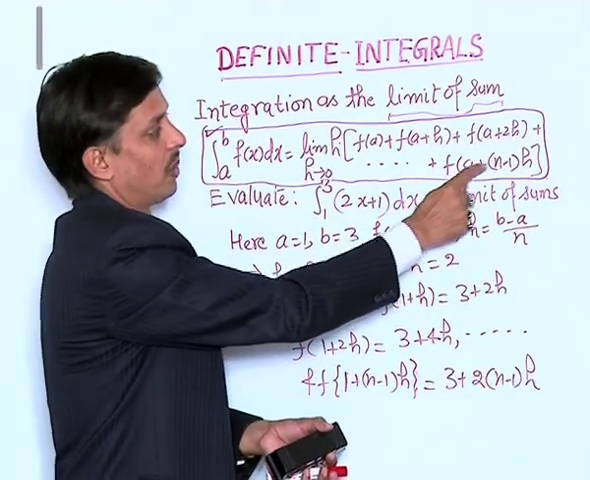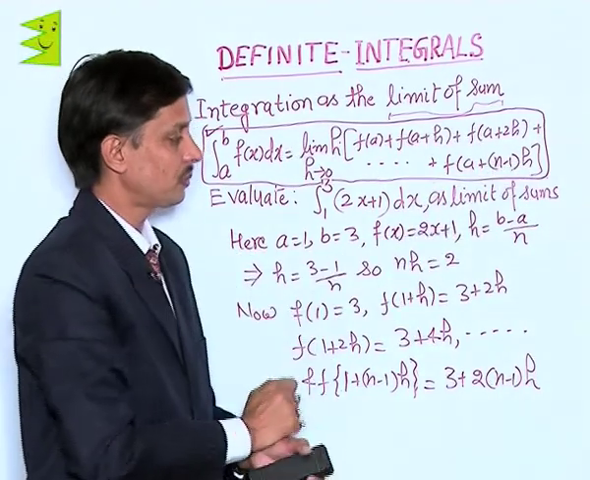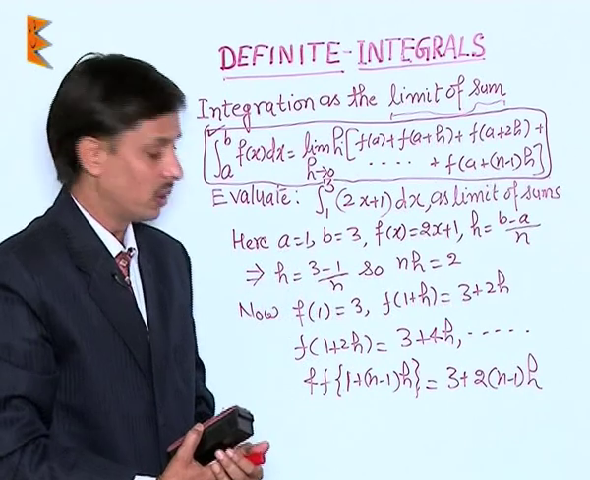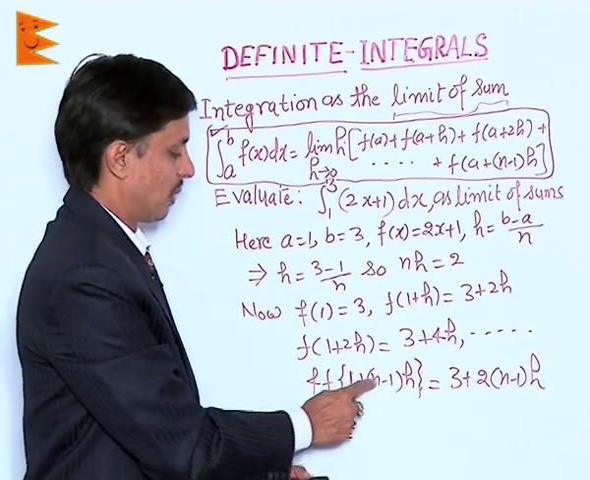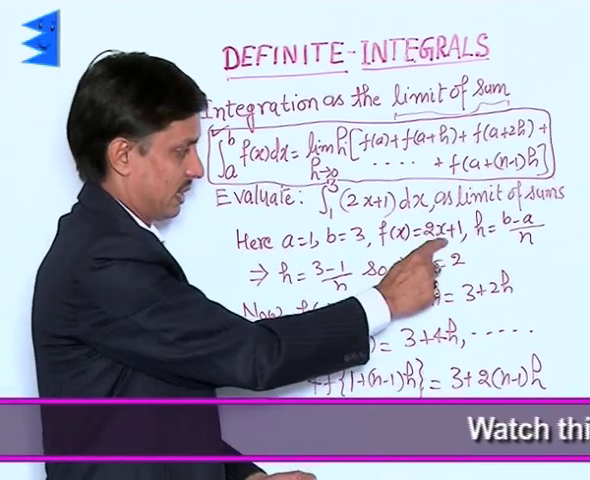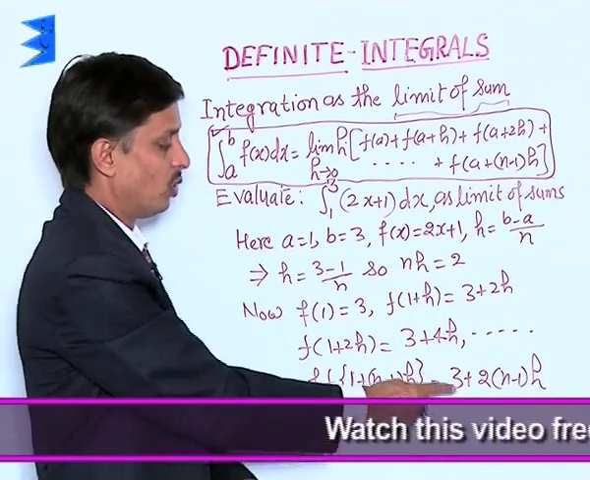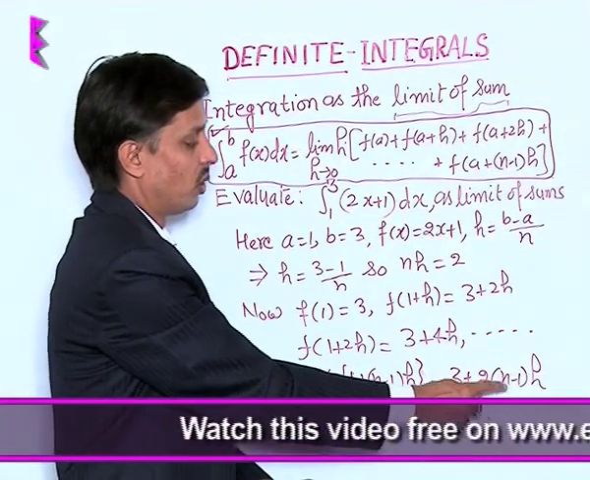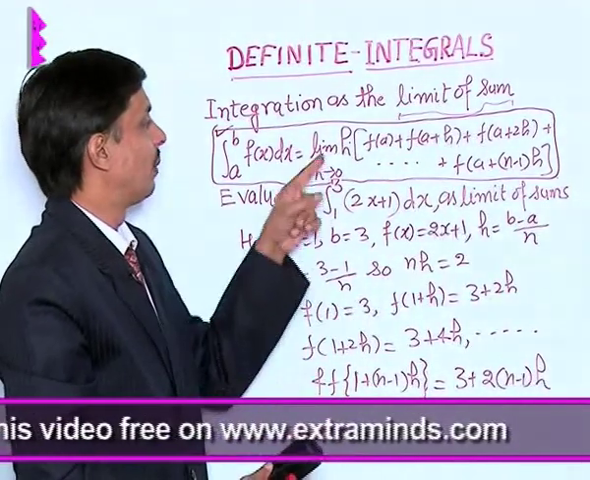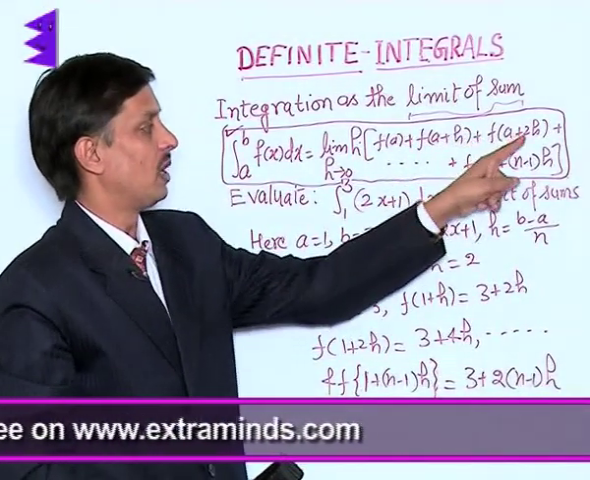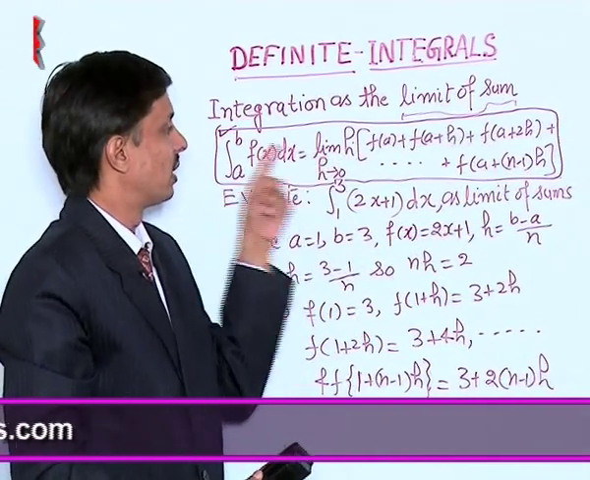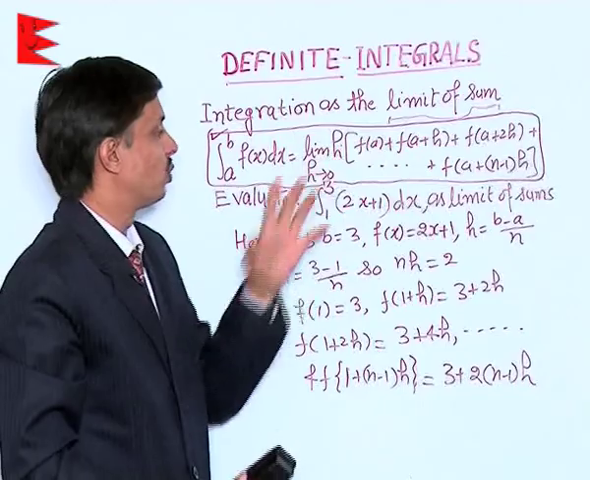And last we need to take f of a plus (n minus 1) into h. If we talk about f of 1 plus (n minus 1) into h, when in place of x we put this value, we will get 3 plus 2 into (n minus 1) into h. So ultimately we have obtained f(a+h), f(a+2h), up to f(a+(n-1)h), and this should be under the concept of limit h tending to 0, h times.